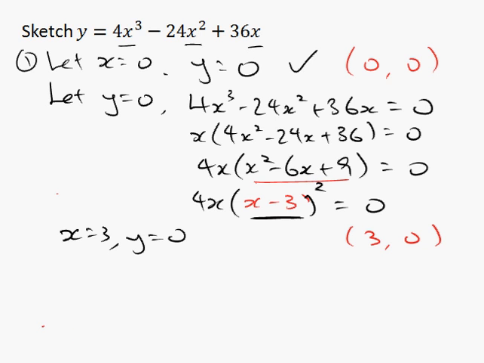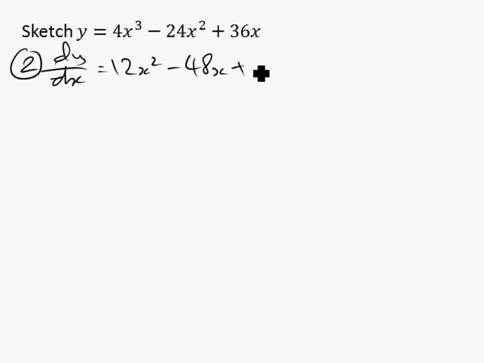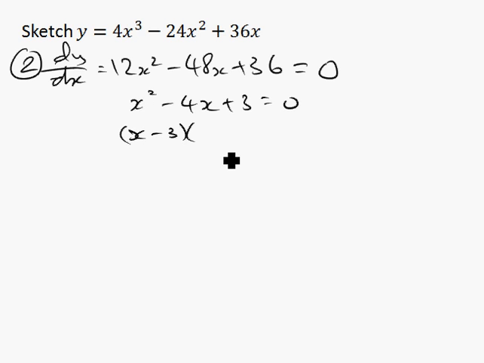How do I find step number 2? You need to do differentiation. dy/dx equals 12x squared, I bring down the 3, minus, bring down the 2, 48x plus 36. And what do you have to do? You have to let this equal 0. You want to find the value of x. Now I can see immediately that I can cancel off the 12. So I get x squared minus 4x plus 3 equals 0. I can factorize this, and what I get is x minus 3 and x minus 1 equals 0.